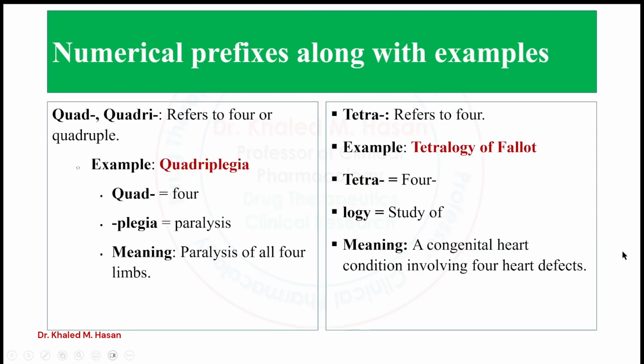Okay, moving to the next slide, we covered quadriplegia already. Moving to tetra, which means four. Tetralogy means study of. We have tetralogy of Fallot, a case associated with congenital heart disease involving four heart defects.